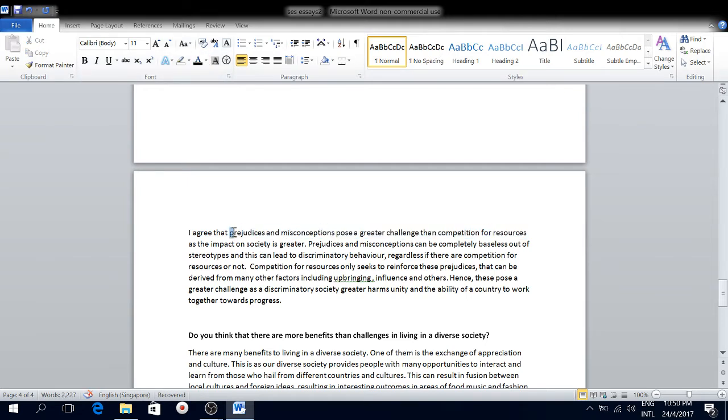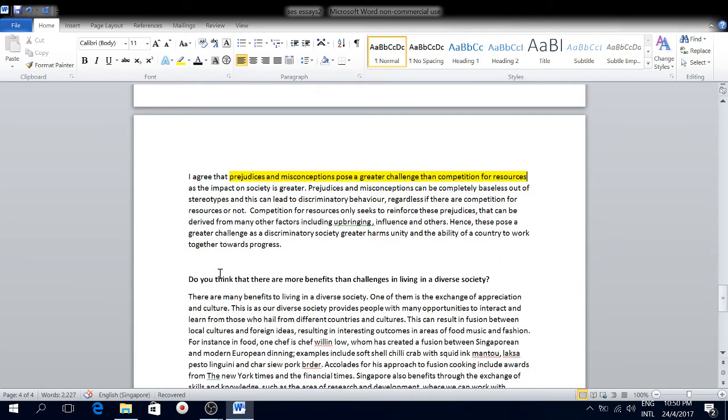Yes, prejudice and misconception. Okay? Because this is a better root cause. It can cause stereotypes and discriminatory behavior regardless of the competition. Some people, they don't even care about the competition. They just don't like the face of foreigners. So thus, this competition is a subset. It will only reinforce the prejudice that many factors include, upbringing, influence, and others. Hence, of course, discriminatory behavior, prejudice is a greater harm to the unity and the country's progress.